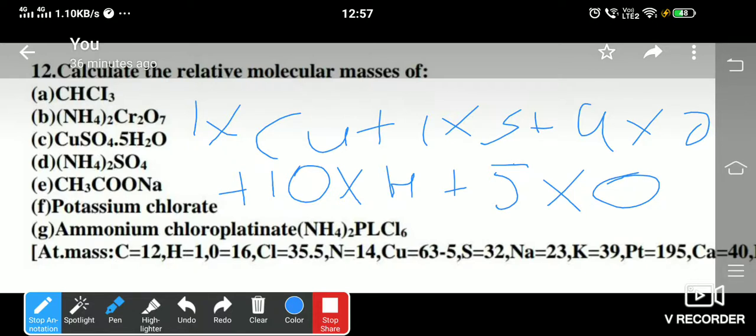Now to add 63, 32, 64, 10 and 80, that would come out to, please do it fast. Let me see how many of you get the right answer. I believe most of you have got it right. It's 249 atomic mass unit.